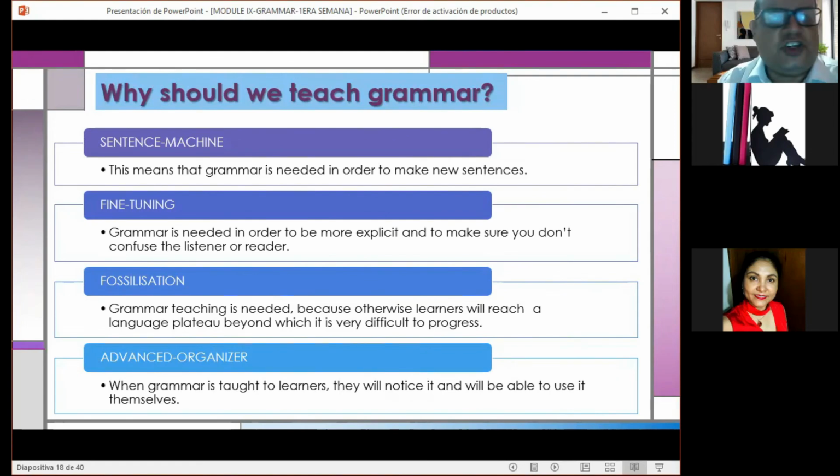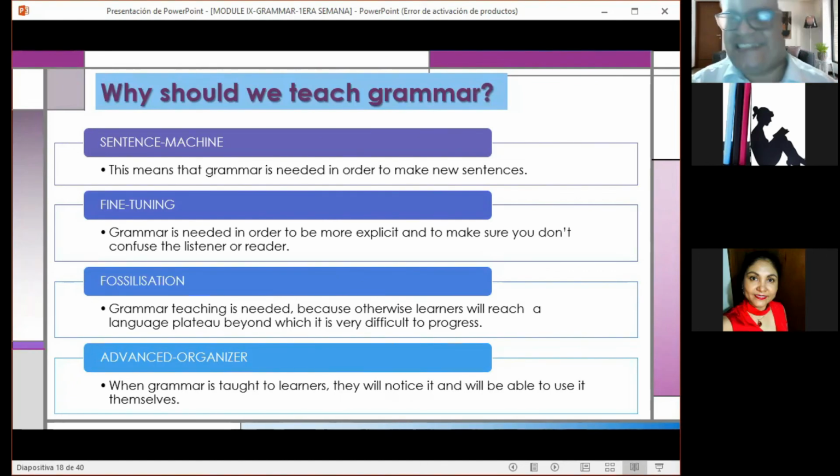Another one, fine-tuning. Grammar is needed in order to be more explicit and to make sure you don't confuse the listener or the reader. Okay? To be more explicit and not to make mistakes or to confuse the listener or the reader. Another, fossilization. Grammar teaching is needed because otherwise learners will reach a language plateau beyond which it is very difficult to progress.